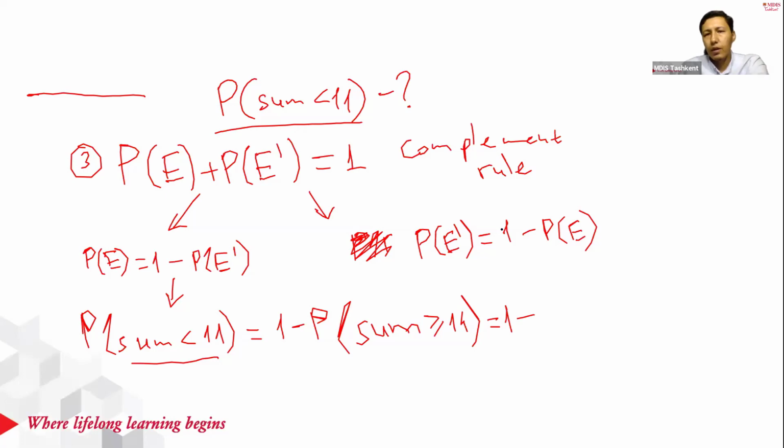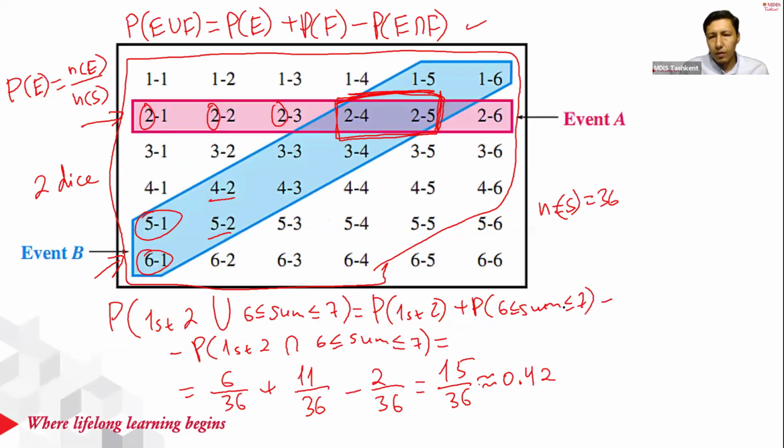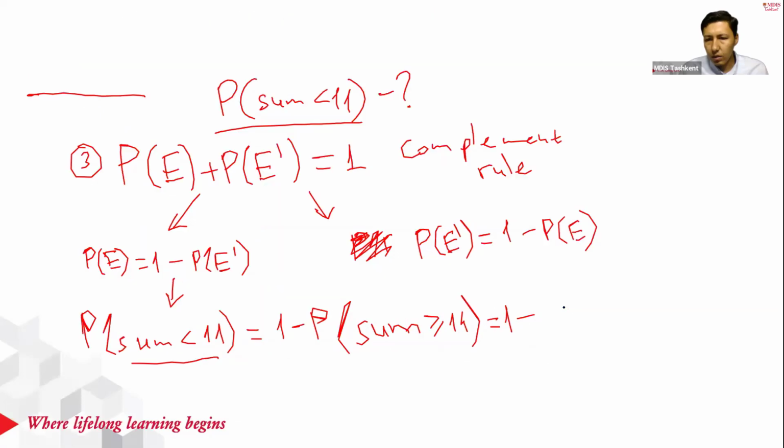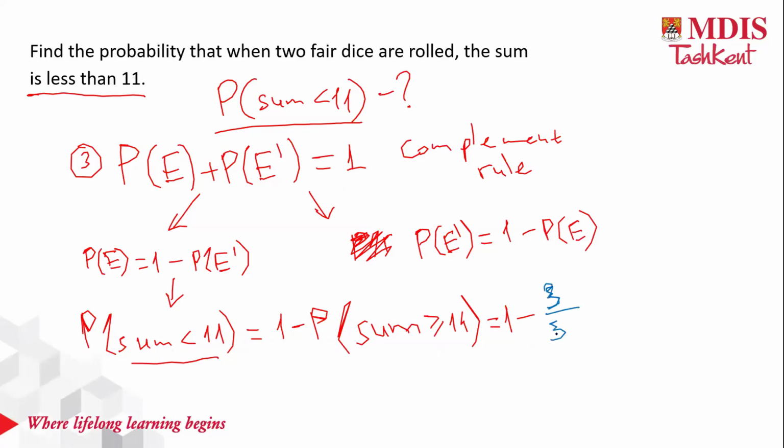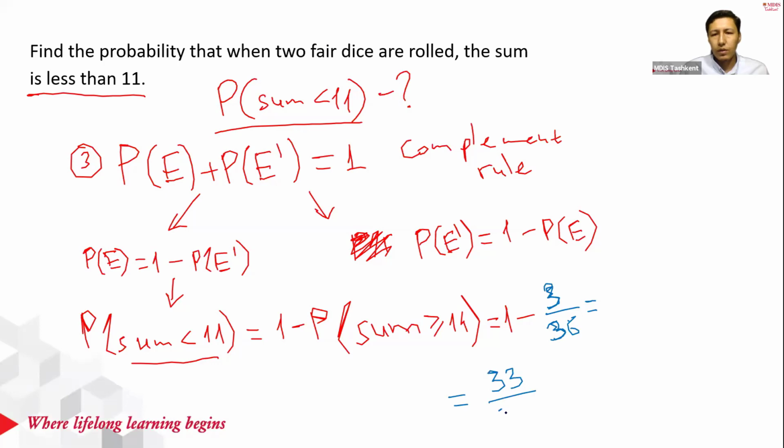Okay, we have 36. But you get the same result. That's equal to 33 out of 36. Understand? This one we call the complement rule.